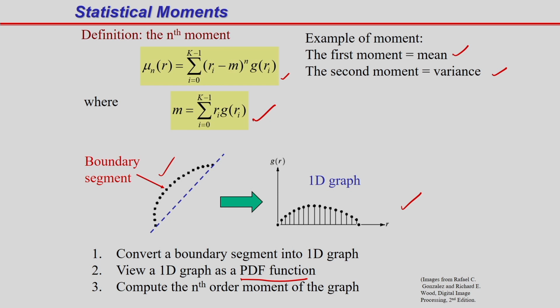I am repeating this: how to represent the boundary by using statistical moments. I consider the boundary segment, and this boundary segment I can consider as a 1D graph, and that I can consider as a PDF, the probability density function. After this, from the PDF I can determine the statistical moments, the first order moment and the second order moment, and by using these moments I can represent a particular boundary.